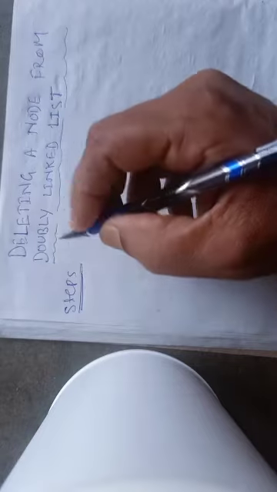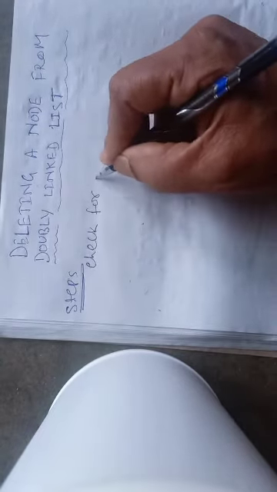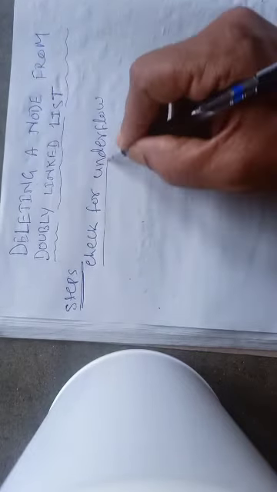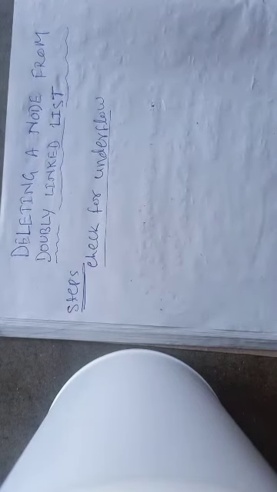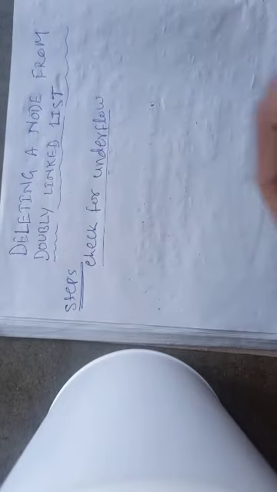First, in step 1, check for the underflow condition. Now what is this underflow condition? We have to ensure whether the linked list is empty or not, if at least one node is available or not. If there are no nodes, then definitely we cannot delete anything, and in that case the deletion will fail. So how do we ensure that this underflow situation does not occur?